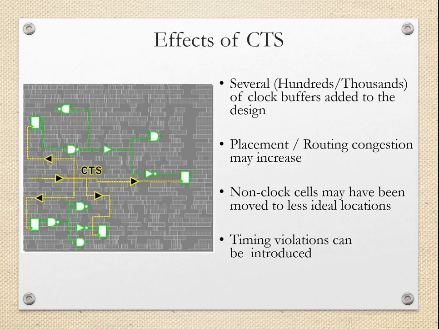So what will be the effect of this clock tree synthesis? Hundreds or thousands of clock buffers are added to the design. The placement and routing congestion may increase due to that, non-clock cells may be moved to less ideal locations, and timing violations can be introduced because of that. So this is the disadvantage of CTS.